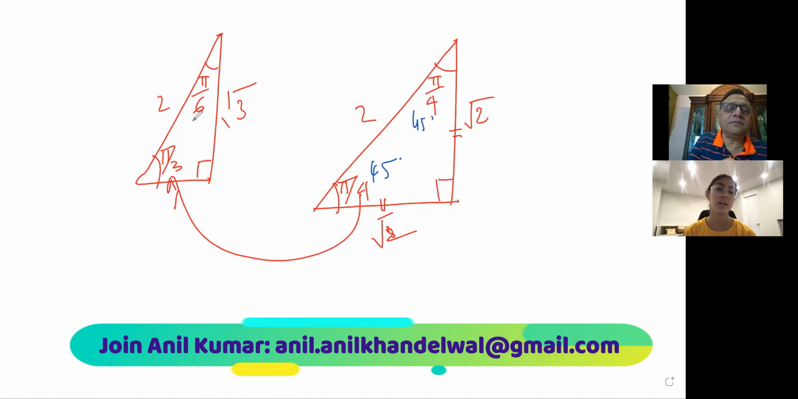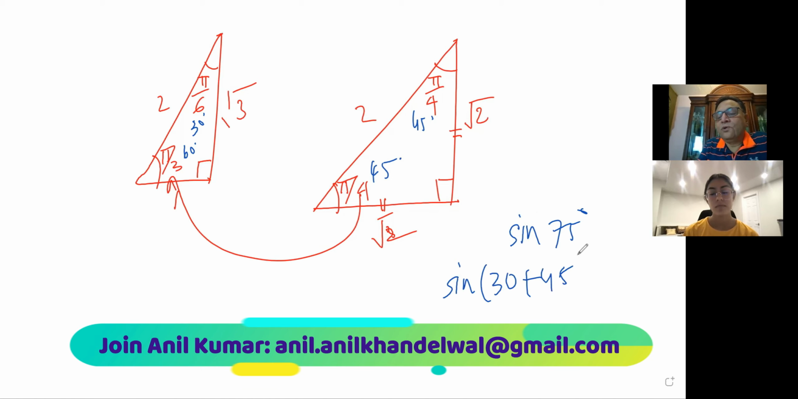45, that one's 30 and 60 and 90. So 30 plus 45 is 75, right? So if I have to find what is sine of 75 degrees, what will you do? You have the formula of sine of 30 plus 45, and you know it is in terms of sine 30 cos 45 plus cos 30 sine 45. You know all the exact values.